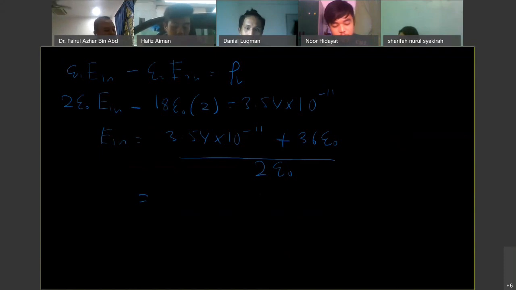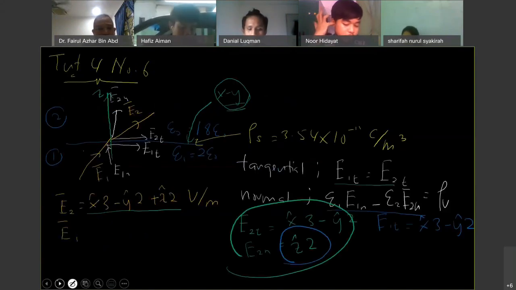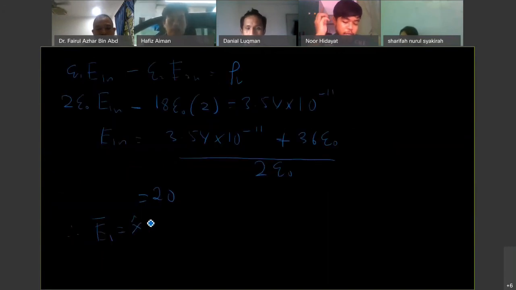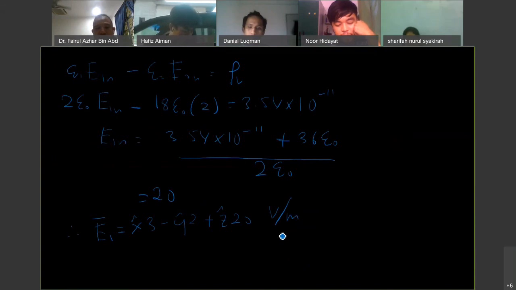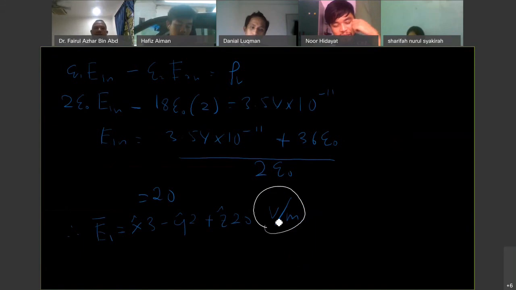ada jawapan tak kan? Right. So based on this one, we will have the value for E1n, or normal component for E1, equal to 20. So therefore, we can write the expression that represents our E1 as x cap 3 minus y cap 2 plus z cap 20. The unit is volt per meter. So don't forget about the unit lah. Okay.